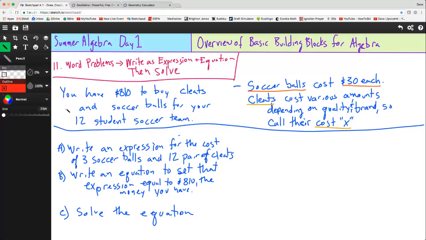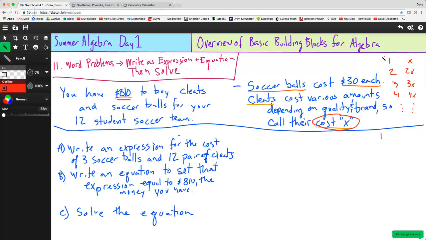So here's an example. You're a coach and you have $810 to buy cleats and soccer balls for your 12-student soccer team. Soccer balls cost $30 each, and cleats cost some amount. You're not sure how much, so we're just going to call that x. We're going to say cleats cost x. So one pair of cleats will cost 1x, 2 will cost 2x, 3 will cost 3x, and 4 will cost 4x, et cetera.